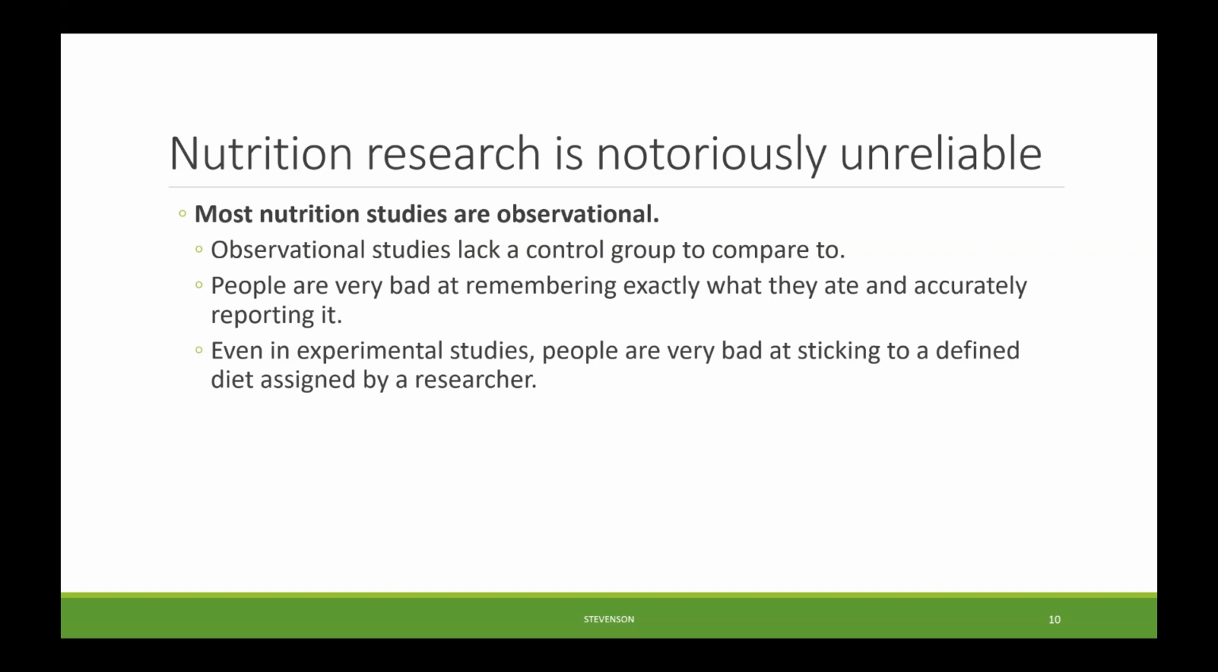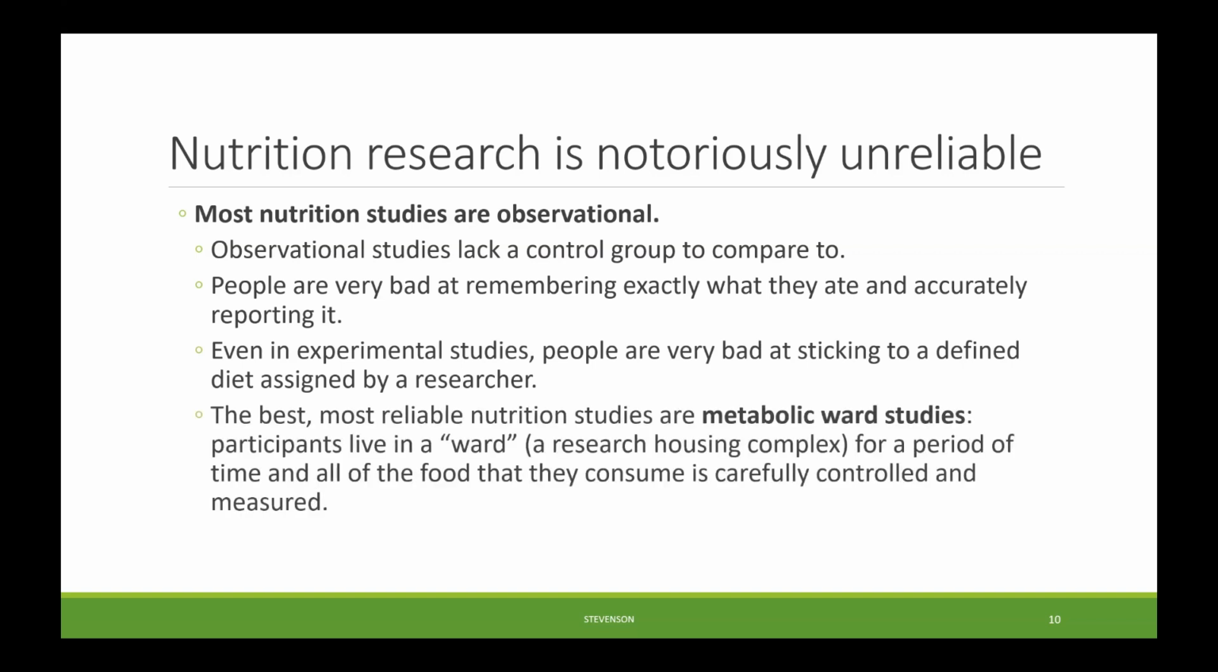So, because of these weaknesses, the best and most reliable nutrition studies are ones called metabolic ward studies. And they're called metabolic ward studies because in these studies, participants agree to live in a ward for a period of time. And a ward just means a research housing complex. And in this environment, the researchers can truly control and measure the amount and type of food that people are consuming because they are the only ones supplying the meals. And with that, they can have a very tight, reliable experimental setup.